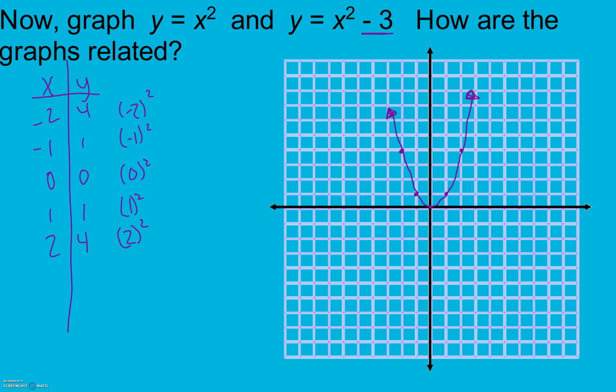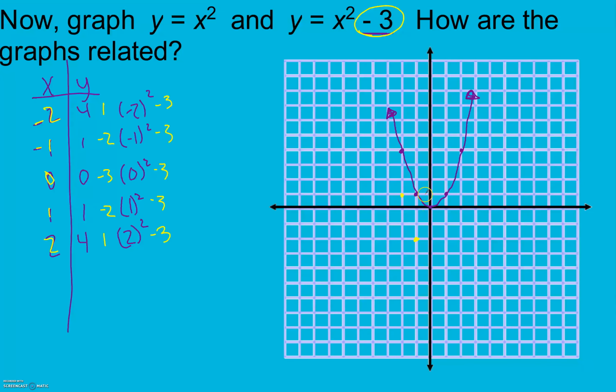So here is my parent function. Now, we have this -3 at the end. So I'm going to subtract 3 from each of these. So 4 minus 3, 1. 1 minus 3, -2. 0 minus 3, 1 minus 3, 4 minus 3. And now I have new ordered pairs. -2, 1.